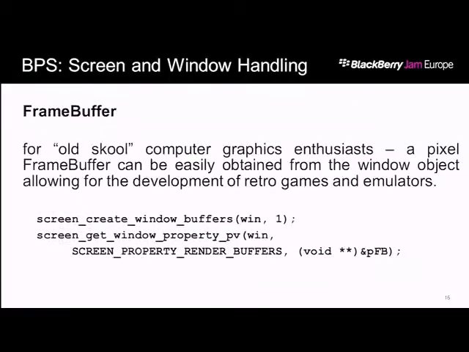Okay. So for the frame buffer, if you want to do like the old 8000 hex in the MS-DOS days, you request the buffers to be created, and then you can get a pointer to the frame buffer. And from there, you can do whatever you like and manually draw all your pixels.